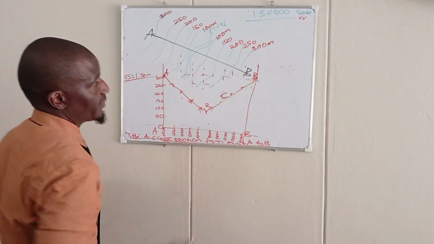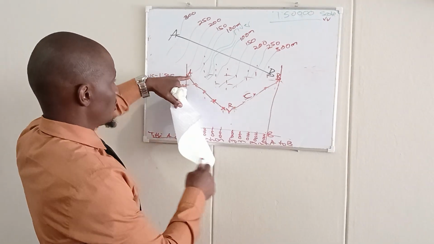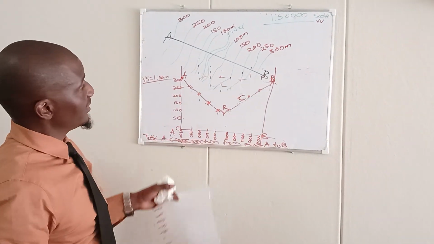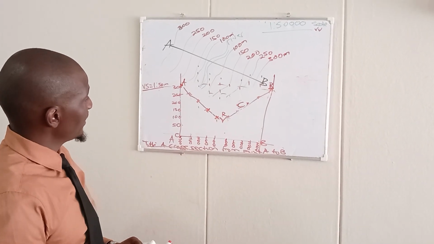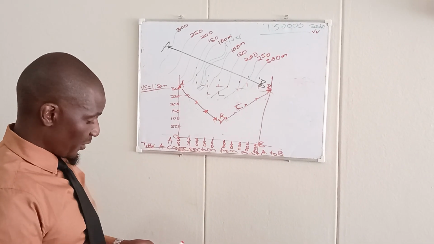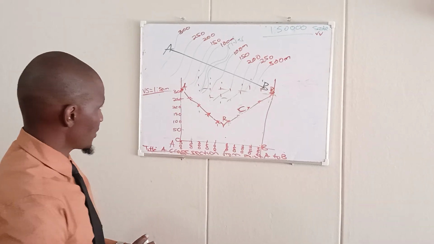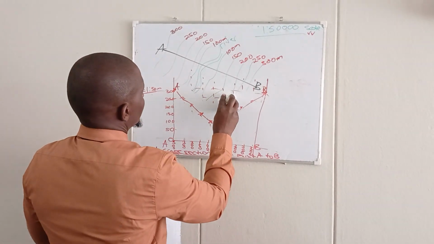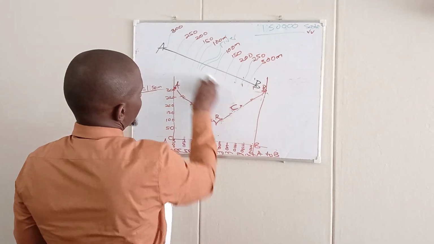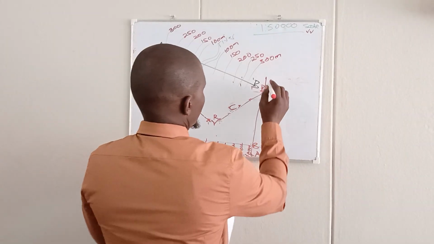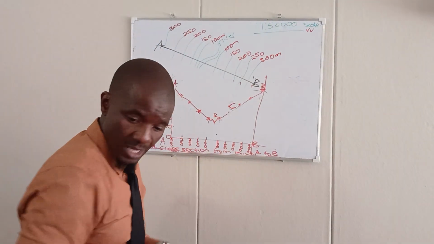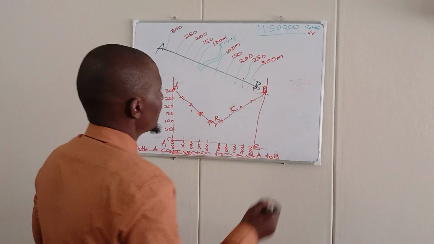So from A to B, we can see B. This is your A, this is B. So you can clearly see B. There is intervisibility between A and B. I'm going to rub off this, then I'll calculate vertical exaggeration, or I can just calculate it by the side. Okay. So when you're calculating your vertical exaggeration, I'm just going to abbreviate it as VE.